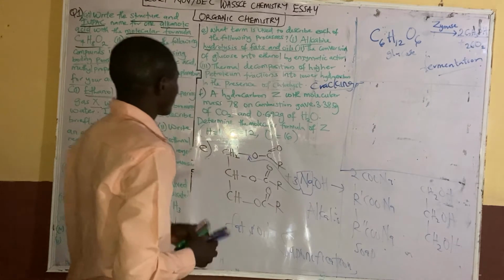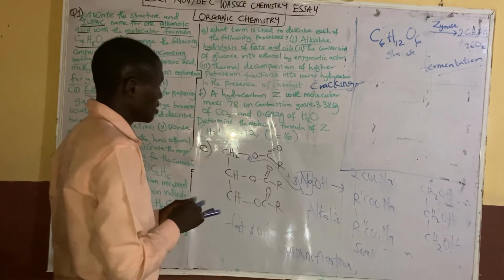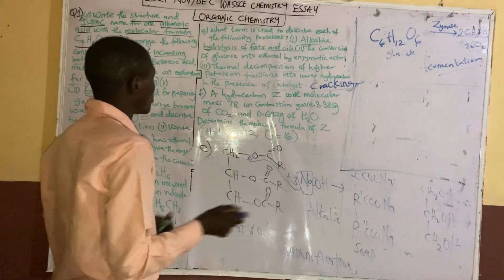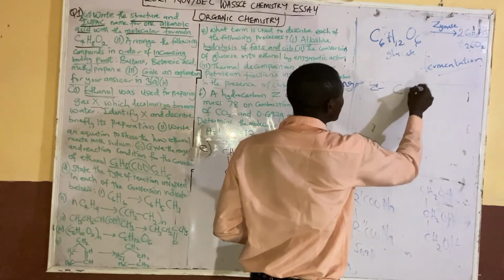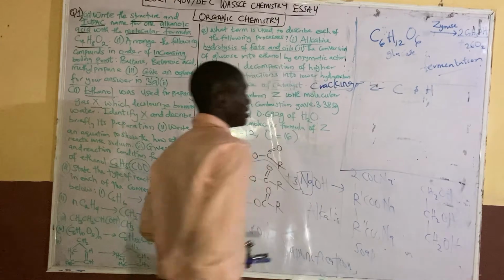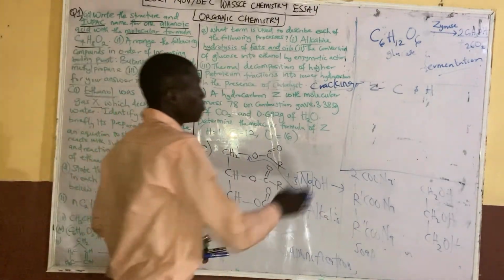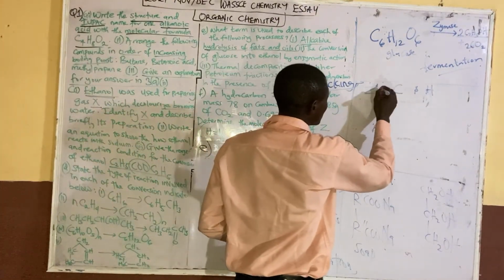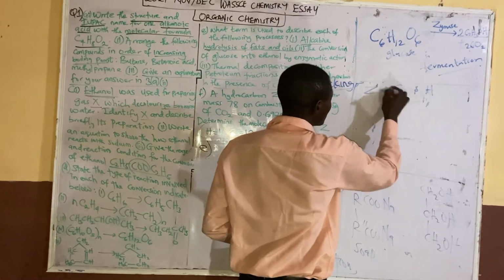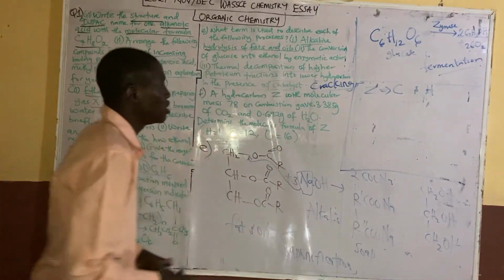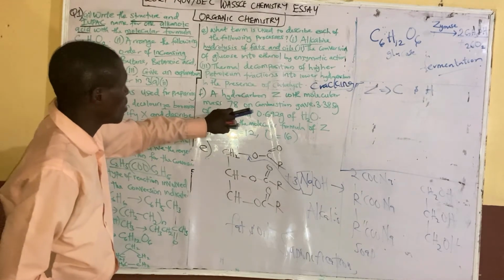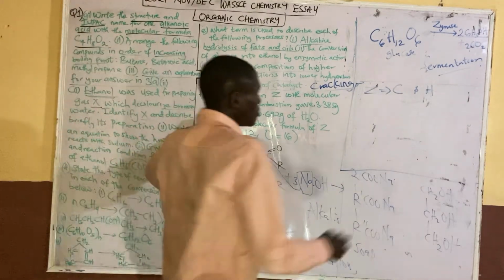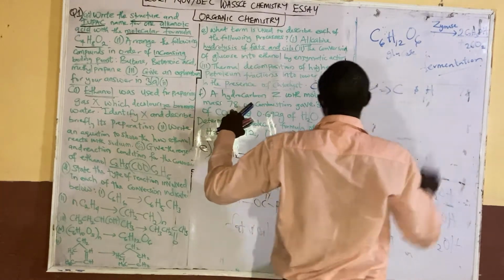Now, a hydrocarbon, look at this, is very important. A hydrocarbon Z. A hydrocarbon is a compound of carbon and hydrogen. A hydrocarbon Z, which contains what? Carbon and hydrogen. Please look at it. It contains carbon and hydrogen, and has a molecular mass of 78.